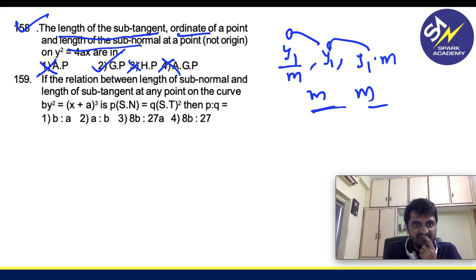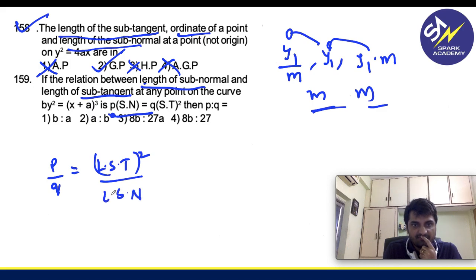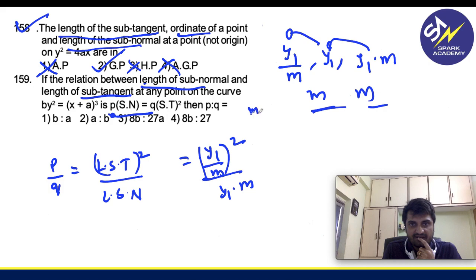Now look at this: the relation between the length of the subnormal and the length of the subtangent is given by P by Q. So basically if you want P is to Q, that means P by Q, Q send it to the other side. So I have to take the length of subtangent whole square by subnormal. The length of subtangent, you know, is y1 by m whole square, you need to find out. This is y1 into m. How do you write m? m is nothing but dy by dx.